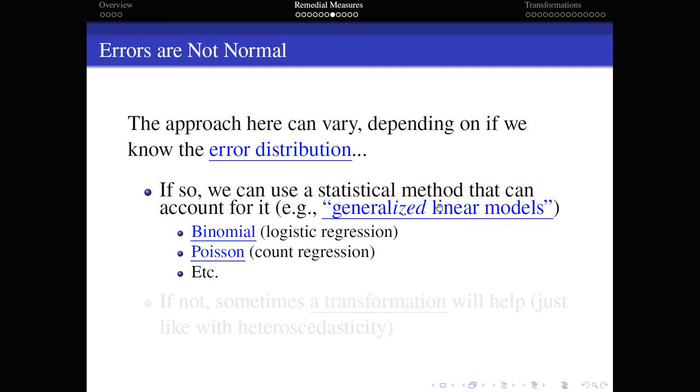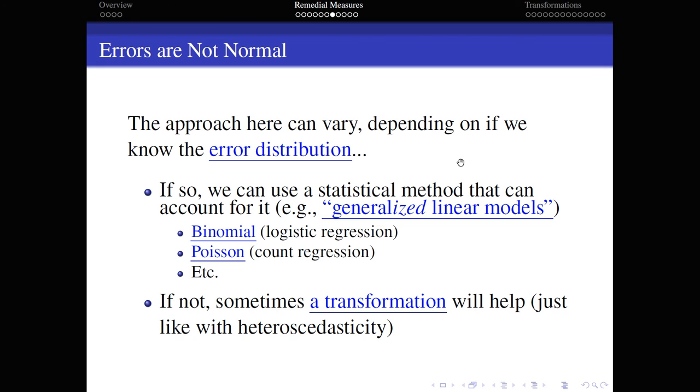And again, it's very nice because if my errors are not normally distributed, if I know how they are distributed, I simply implement the better model and I don't have to worry about the assumption of normality. If I'm not familiar with these approaches, sometimes I can use a transformation to help, just like the heteroscedasticity issue. So if I have a non-normality issue, sometimes a transformation can help to fix the lack of normality in error terms to become more normal.